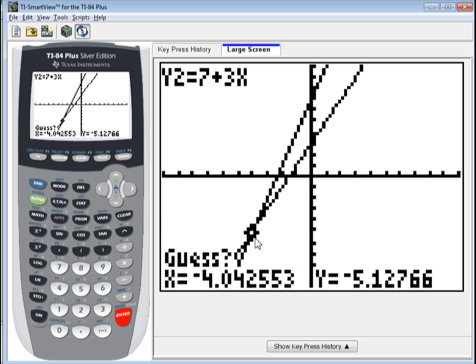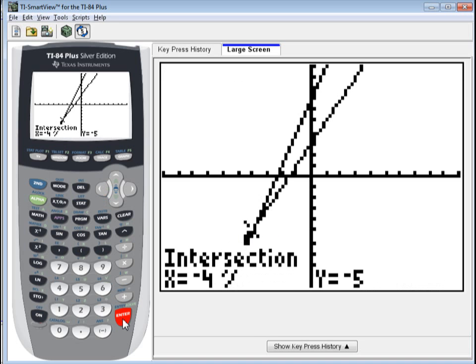Then it asks you to make a guess. This isn't super important, but you do want to get it in the vicinity. So I'm going to use the arrow key to move that cursor. And see that cursor there is close to where they intersect. I press enter, and voila, it tells me exactly where they meet.